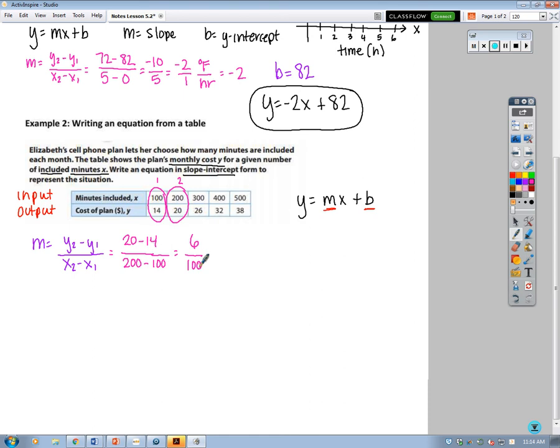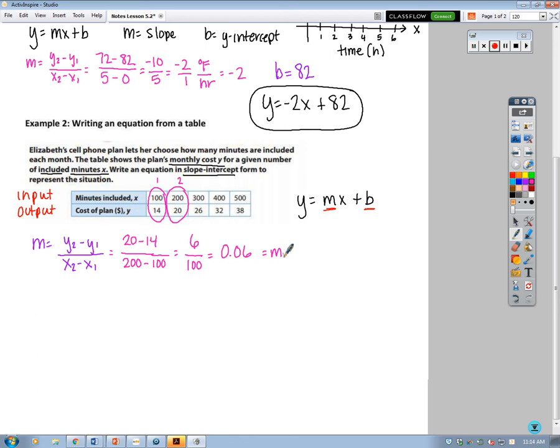Okay, so I could leave this as a fraction, but I can also pretty easily convert this to a decimal. This is 6/100ths, so that would, as a fraction, be 6/100ths. And I converted it to a decimal because we're talking about money. And so this is a value in dollars, right? This would be 6 cents. So this means that 6 cents is my cost per minute included. So we've got m.